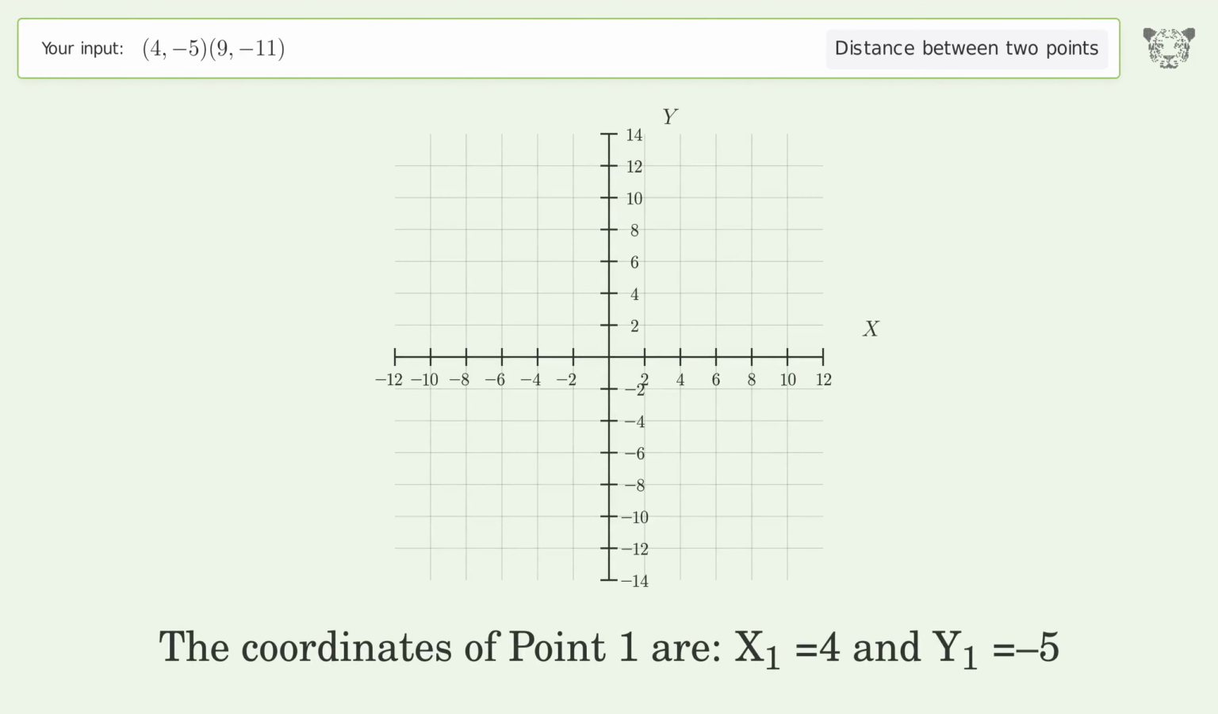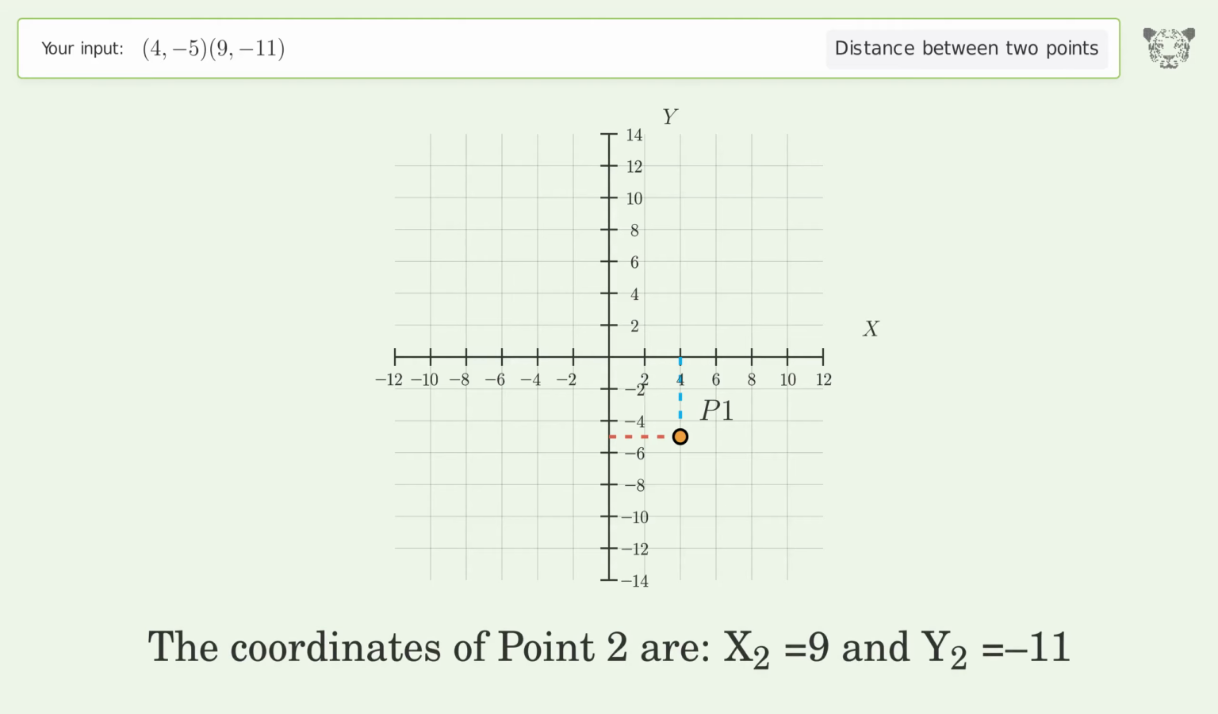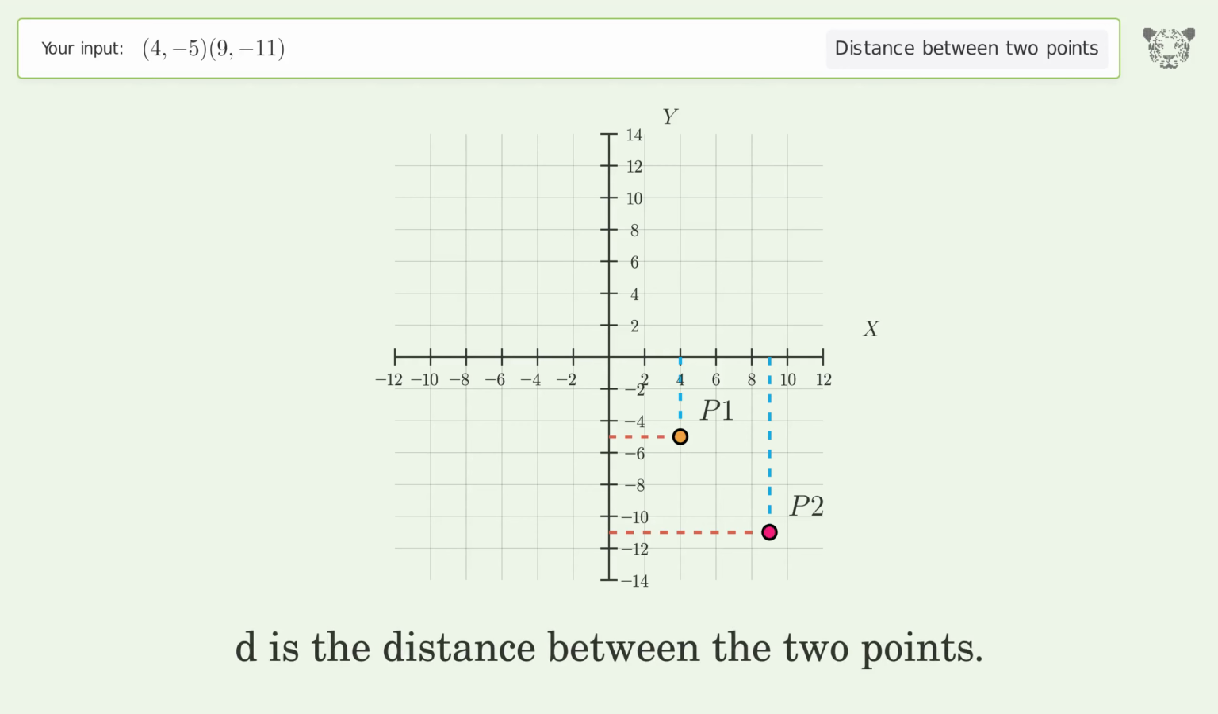The coordinates of point 1 are, x1 equals 4 and y1 equals -5. The coordinates of point 2 are, x2 equals 9 and y2 equals -11. D is the distance between the 2 points.